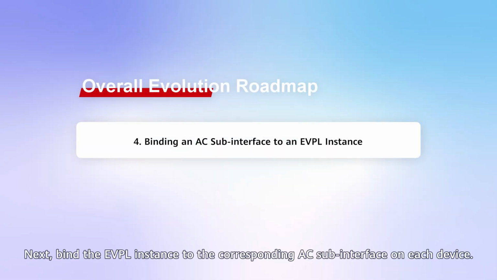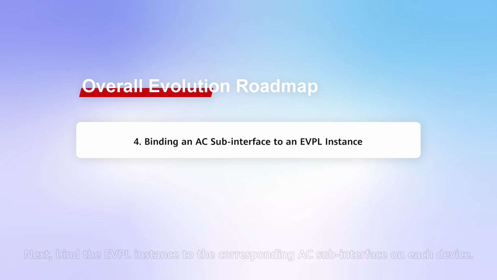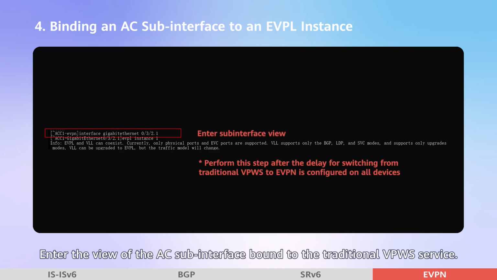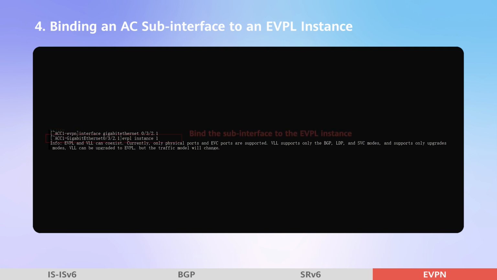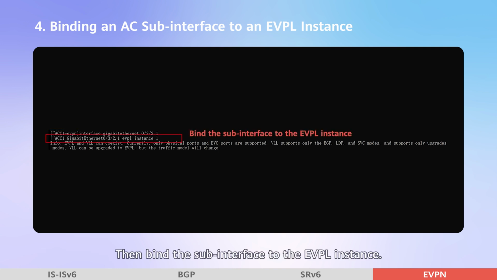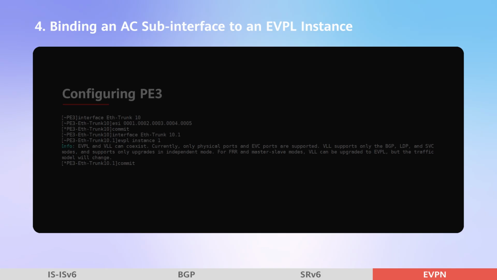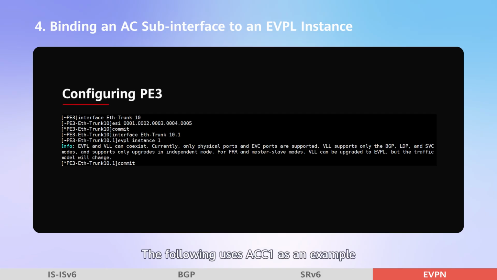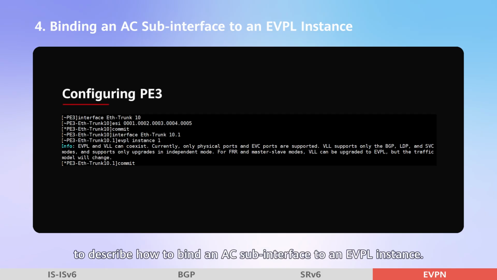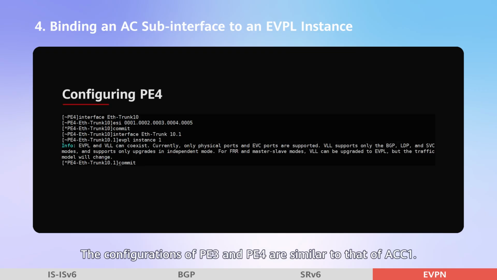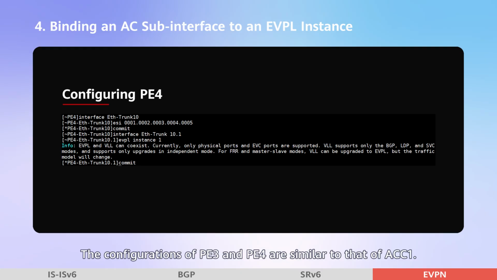Next, bind the EVPL instance to the corresponding AC subinterface on each device. Enter the view of the AC subinterface bound to the traditional VPWS service. Then bind the subinterface to the EVPL instance. The following uses ACC1 as an example to describe how to bind an AC subinterface to an EVPL instance. The configurations of P3 and P4 are similar to that of ACC1.